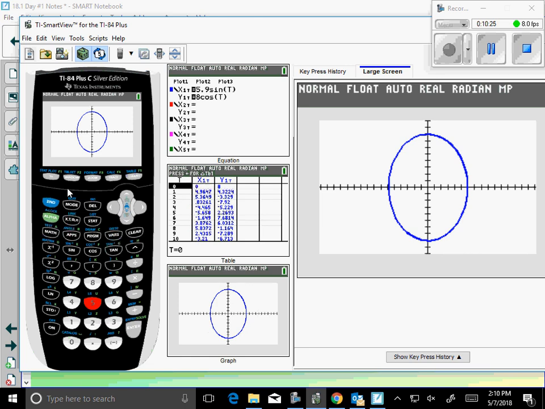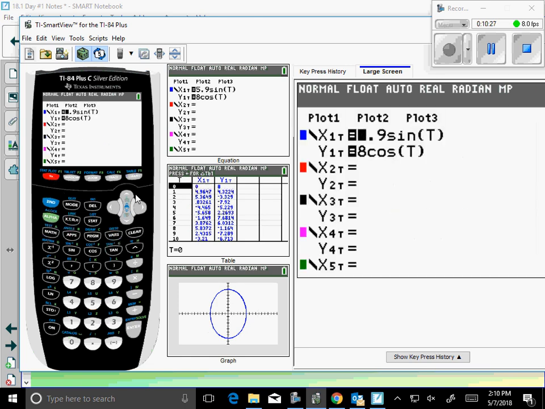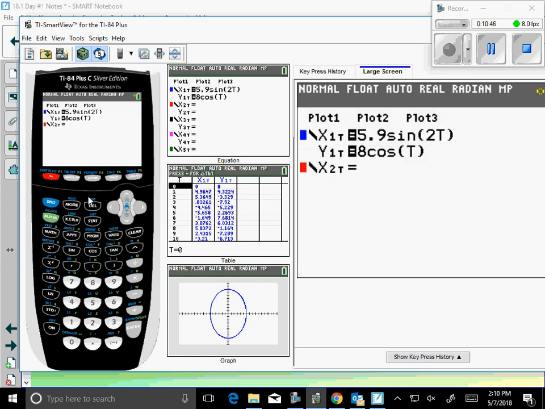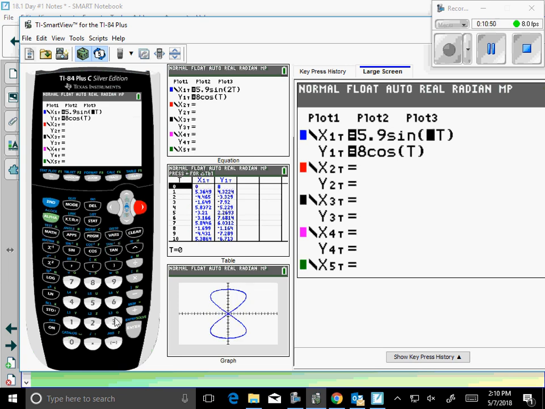Okay. Now what I want you to do next is go back in and change the first one. I'm going to oscillate the first one twice as fast. That means the x will oscillate twice as fast as the y will. That means it's not going to be a circle anymore. Or if I oscillate it 3 times as fast, now I don't have 2 loops, I'm going to have 3 loops.